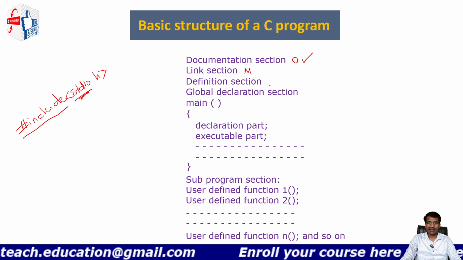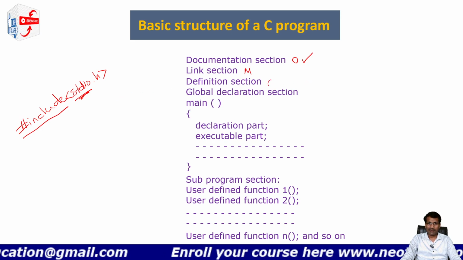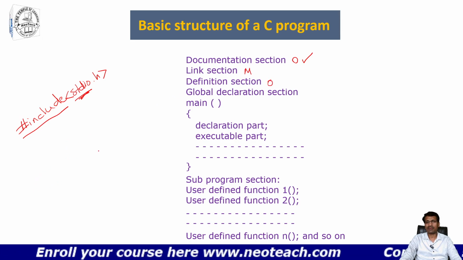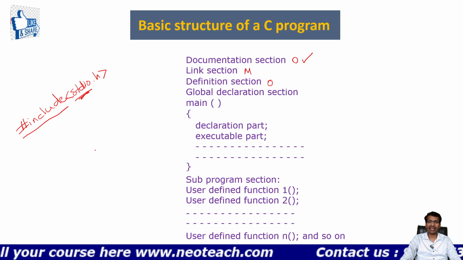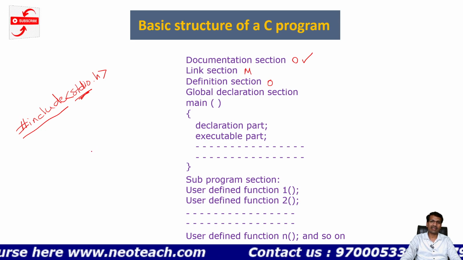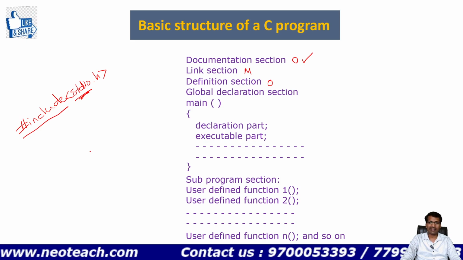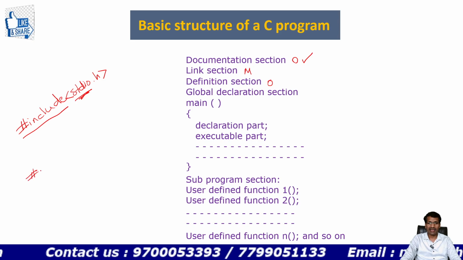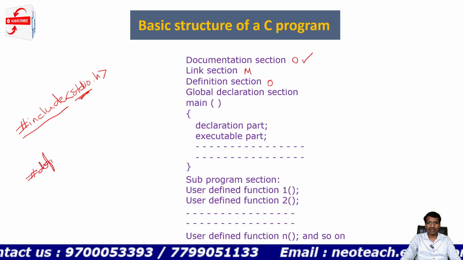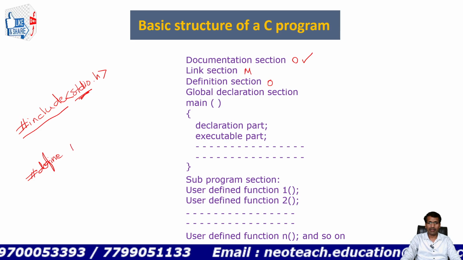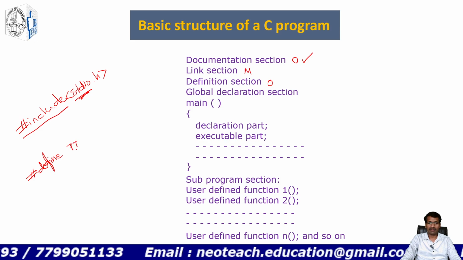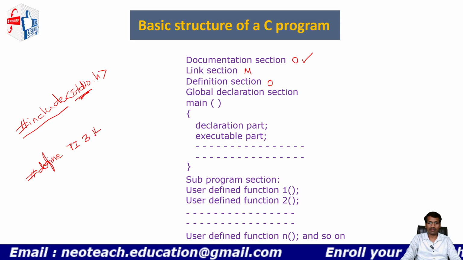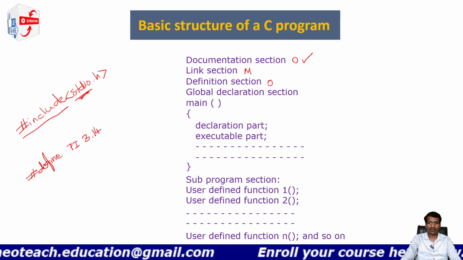Next, the definition section. This is optional. It is used to define all symbolic constants. Suppose you have a requirement to find the area of a circle, where we use the pi value. The pi symbol is not available on the keyboard, so we can define that symbolic constant using hash define. We write it like this: hash define PI, and the value is 3.14. I am using 3.14 here.